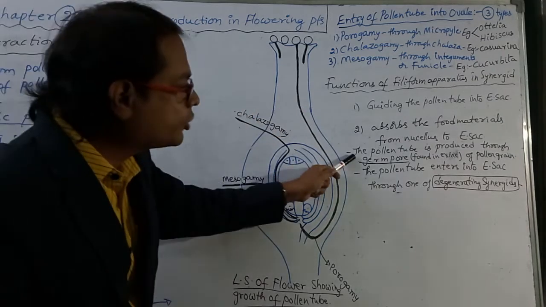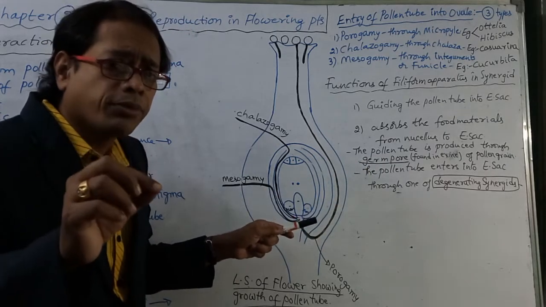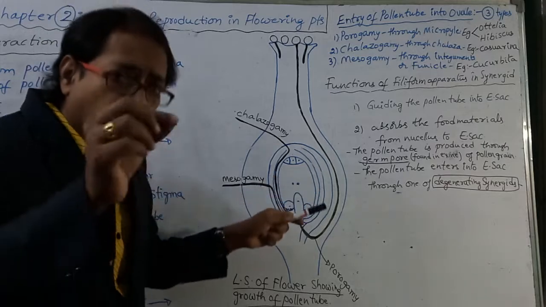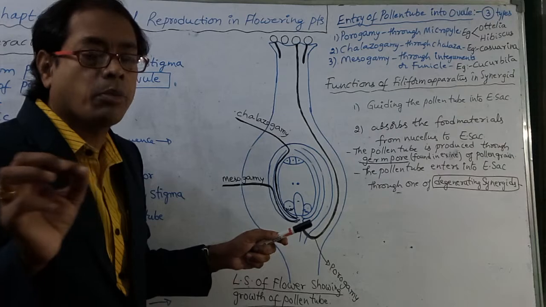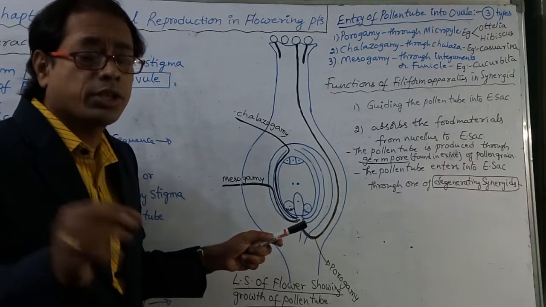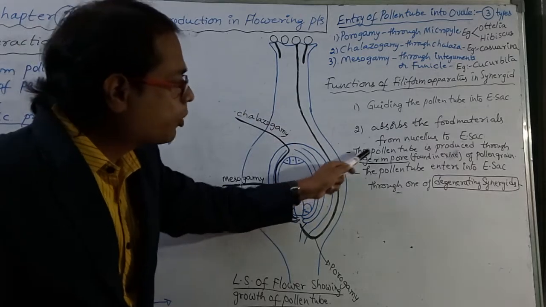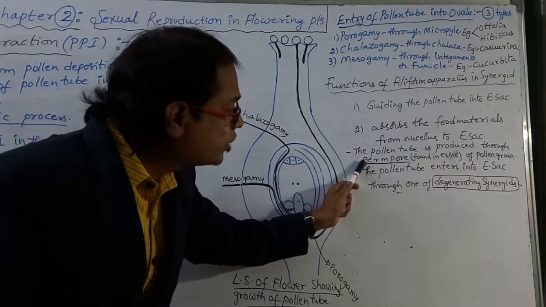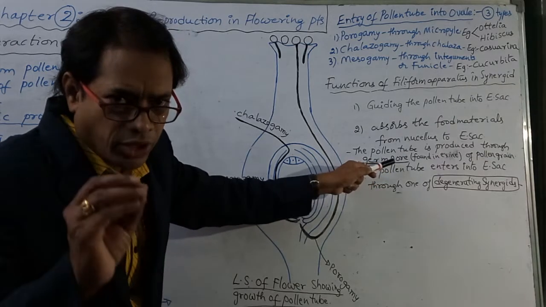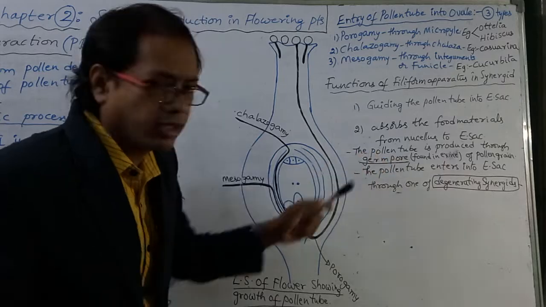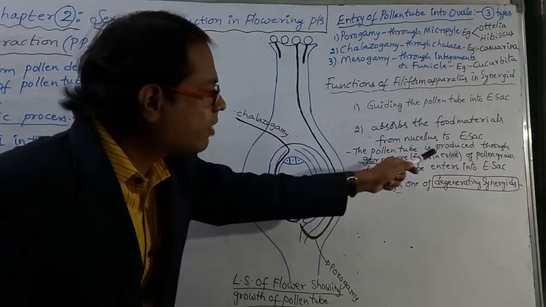Next, the pollen tube is produced through germ pore. Through which part of pollen grain is that pollen tube formed? We have to say germ pore. The role of germ pore: the function of germ pore is producing pollen tube. So the pollen tube is produced through germ pore. Germ pores found in exine or intine? Those germ pores are found in exine. Exine is made up of sporopollenin. So a germ pore of pollen grain.